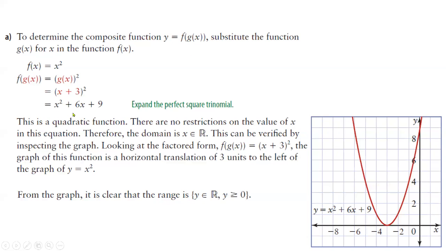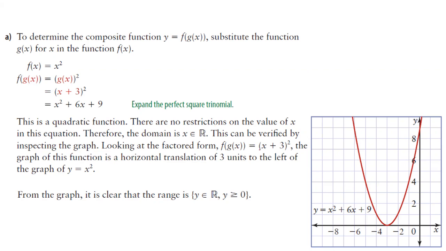And also we know that this is a quadratic function, which can be easily sketched in the coordinates as shown on the right, okay? And of course, there are no restrictions on the values of x in this equation. Therefore, the domain is the real number set. This can be verified by inspecting the graph also.